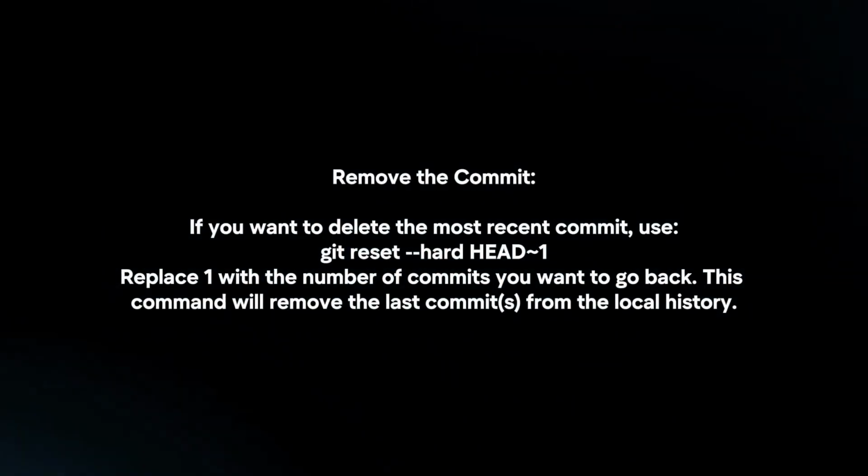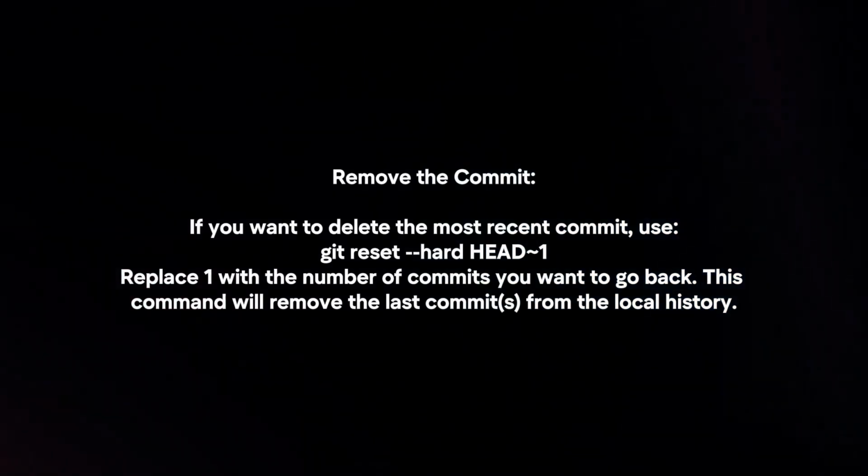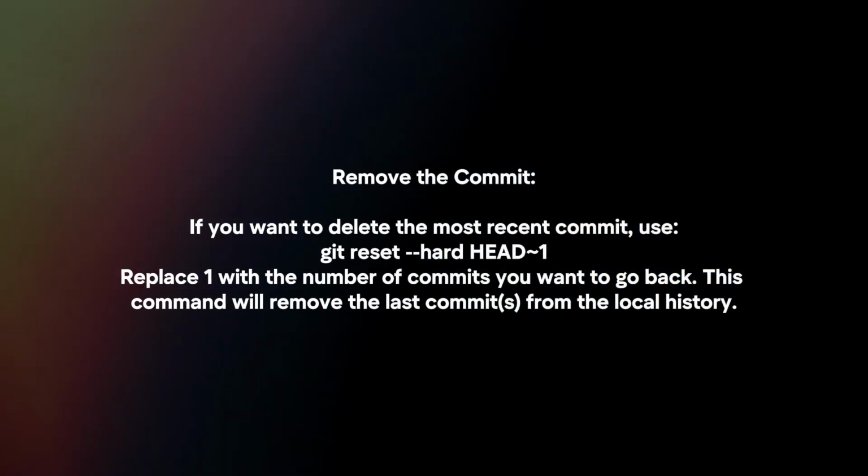Remove the commit. If you want to delete the most recent commit, use the following. Replace 1 with the number of commits you want to go back. This command will remove the last commit from the local history.